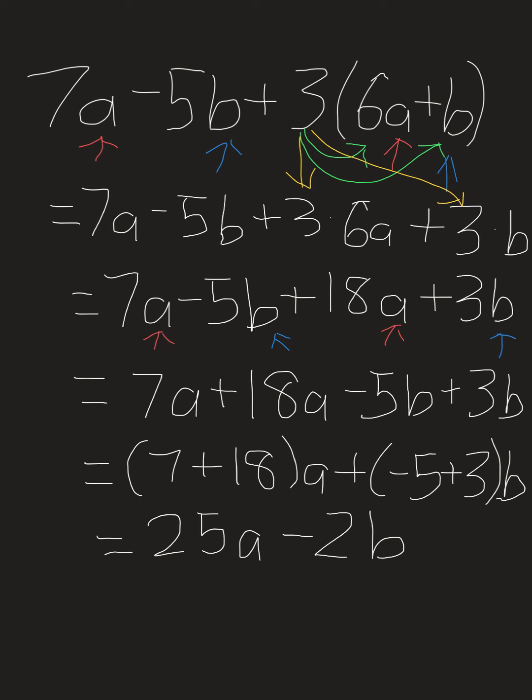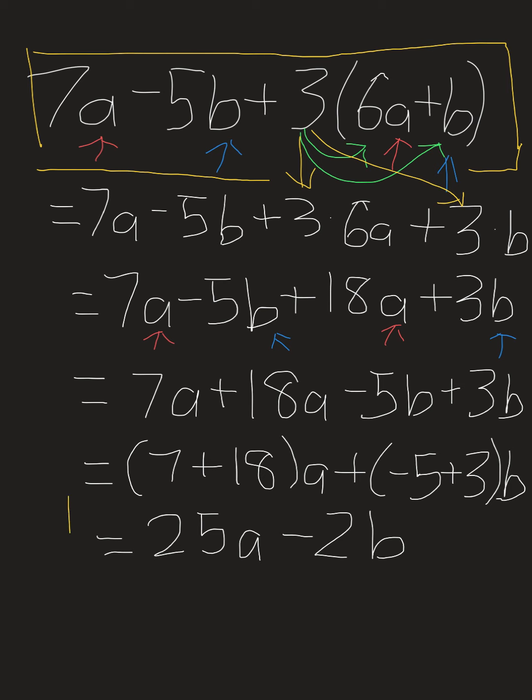So we have simplified the big equation. We simplified 7a minus 5b plus 3 times the quantity 6a plus b. We simplified it into what? We simplified it into 25a minus 2b. Sense or no sense?